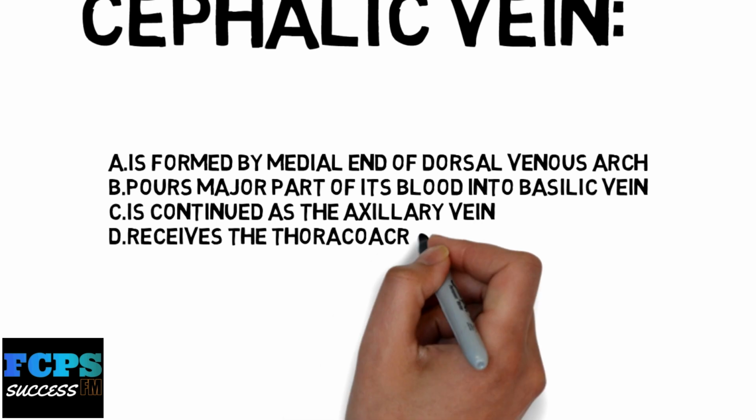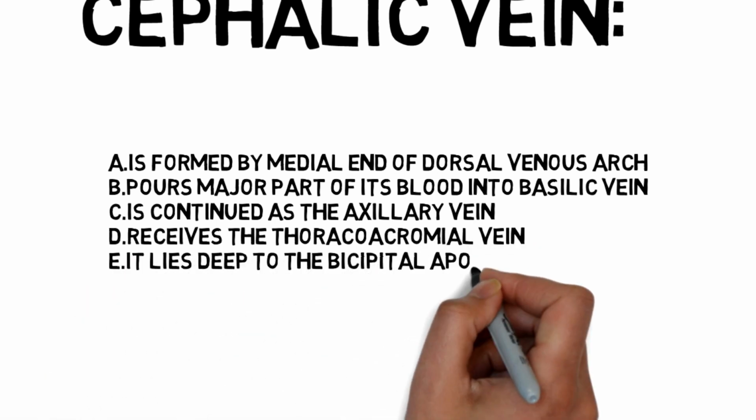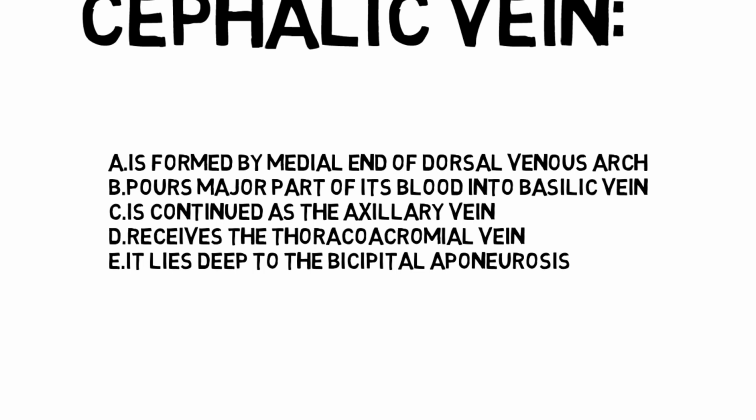Option D is it receives thoracoacromial vein. Option E is it lies deep to bicipital aponeurosis.